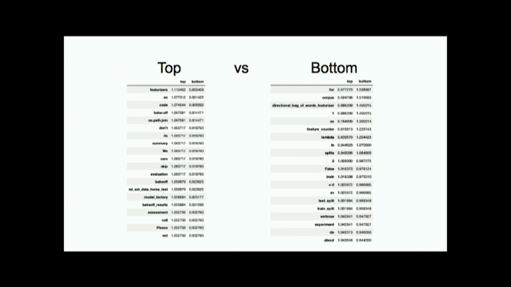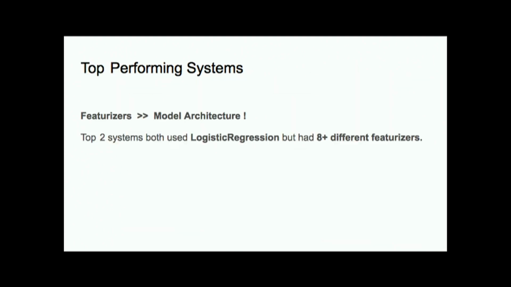In this case, it's really noisy, so we're going to skip this and instead look at something that's a little bit more anecdotal. We went through the top 15 and the bottom 15 systems and tried to draw out patterns of what were some of the commonalities. For the top performing systems, I think the biggest trend is that caring about your features seems to be a lot more productive than caring about your model or your modeling architecture.